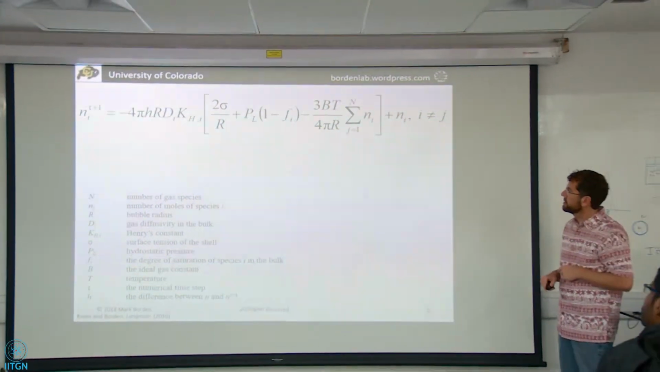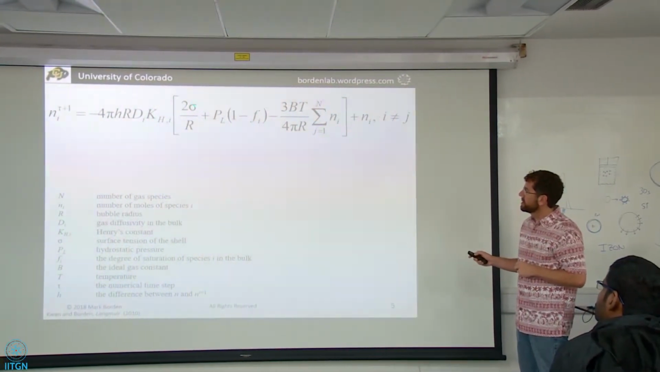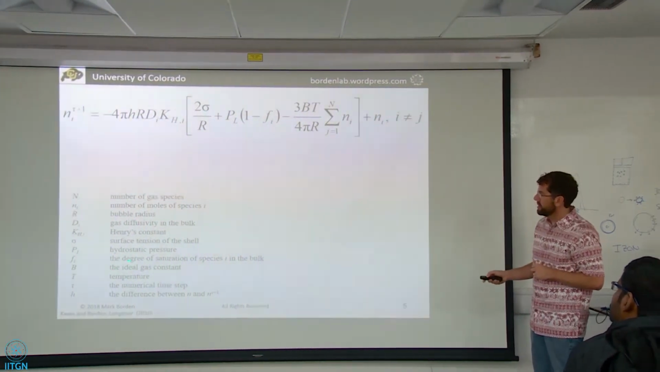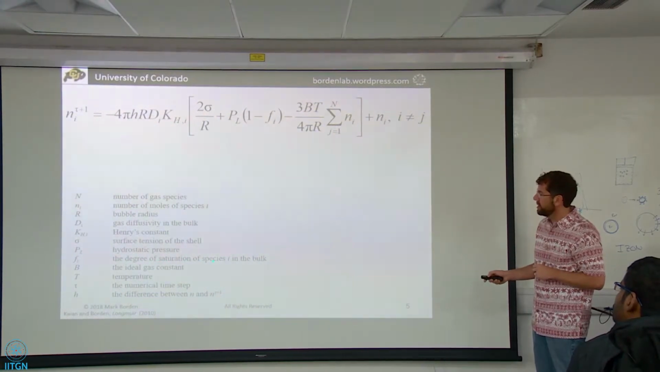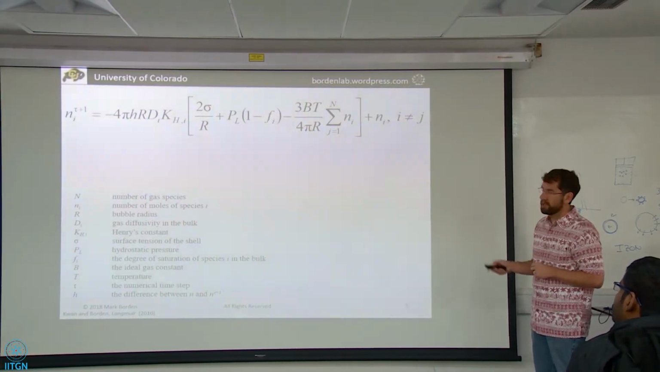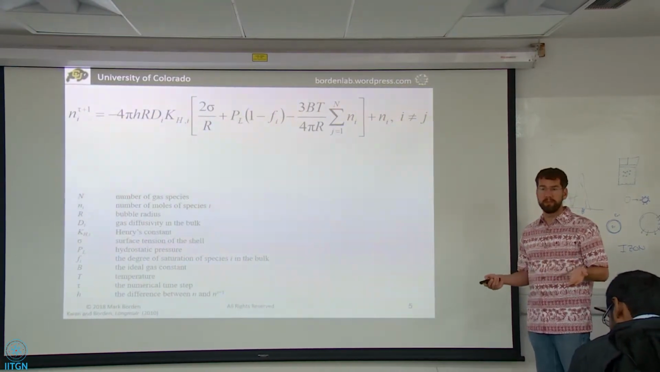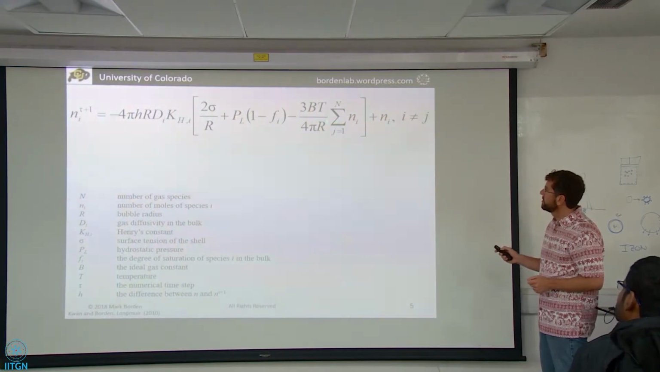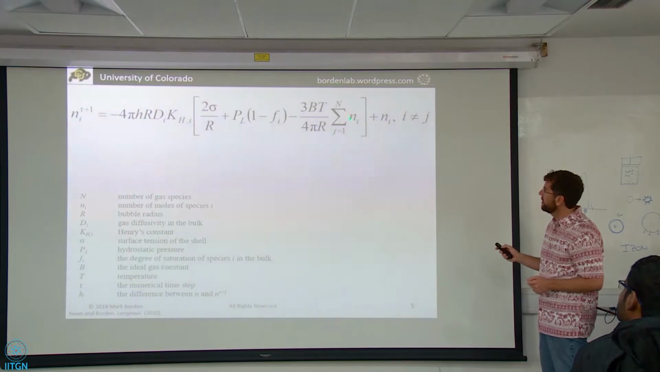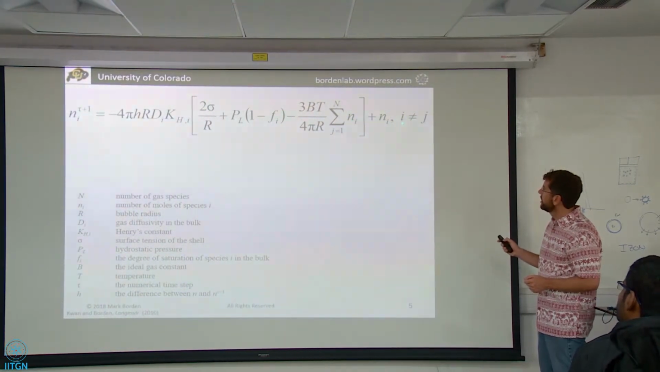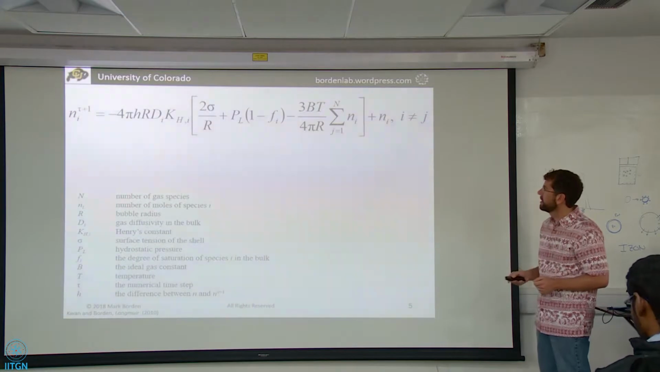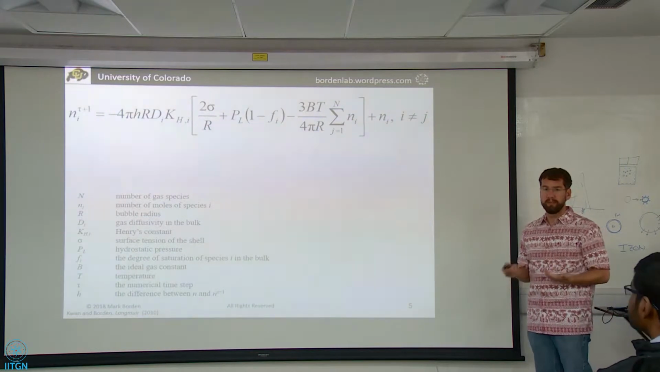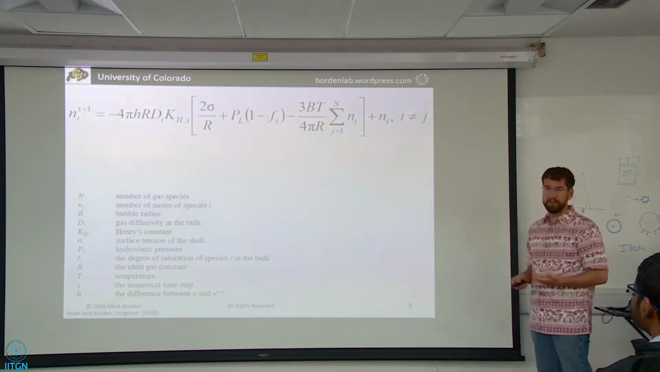the Henry's constant, sigma is the surface tension, P sub L is the hydrostatic pressure, F is the degree of saturation of species i in the bulk. So F is equal to 1 when it's saturated, F is equal to 0 when it's completely unsaturated. And then you have another term here. And this term takes into account all the other species where i is not equal to j. So these are there because the other species will dilute the partial pressure of whatever species you're looking at.